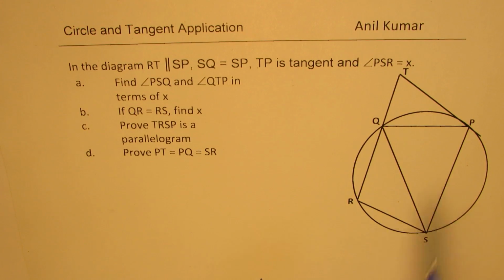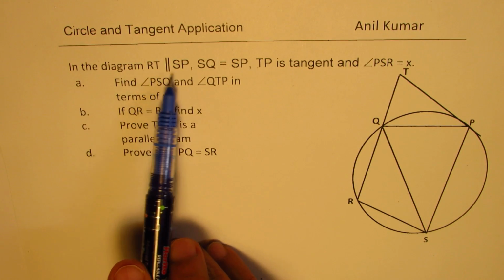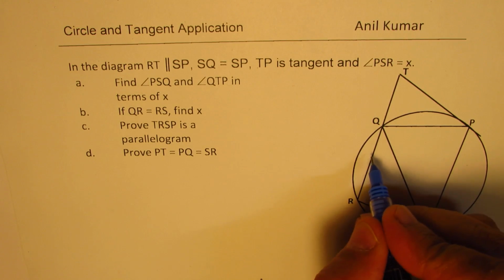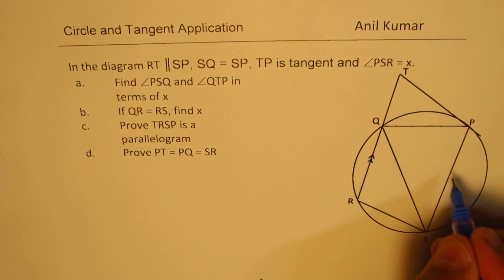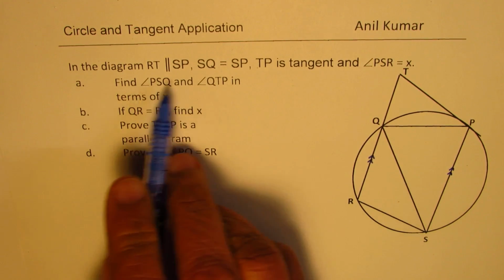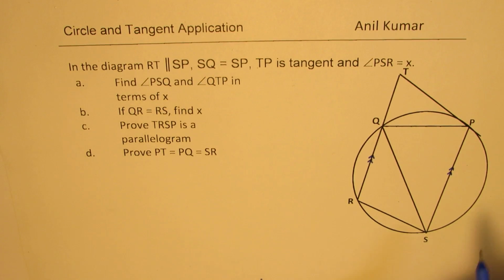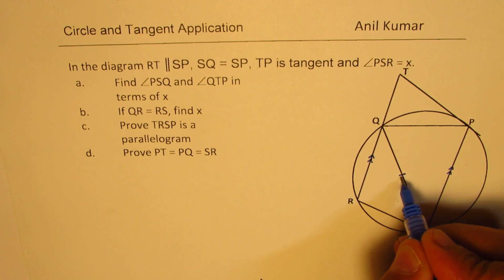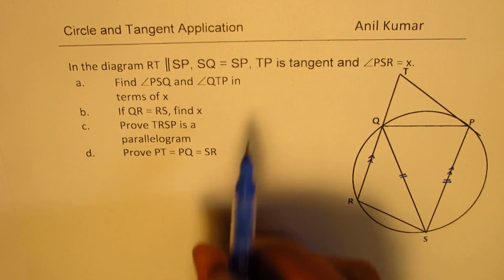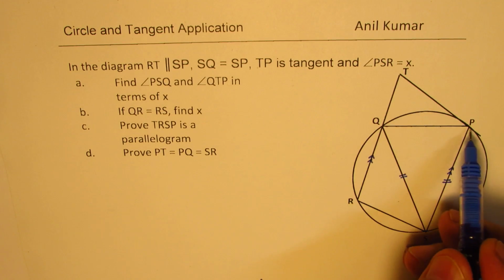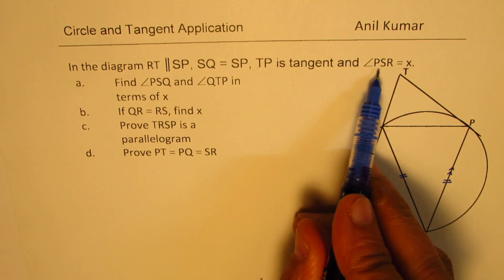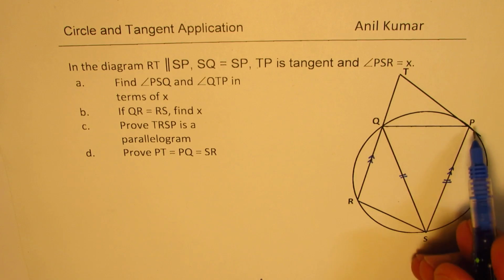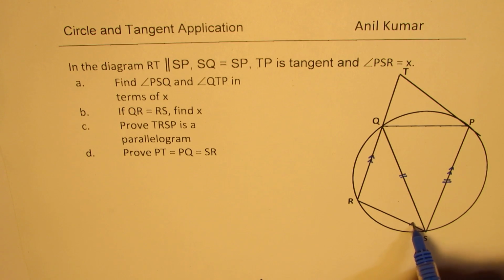So the question here is that in the diagram which is shown here, RT is parallel to SP. So this is RT which is parallel to SP. SQ is equal to SP. TP is a tangent, so that is a tangent line, and angle PSR equals X. So PSR, that means this angle here, is equal to X, right? So let me write X here.